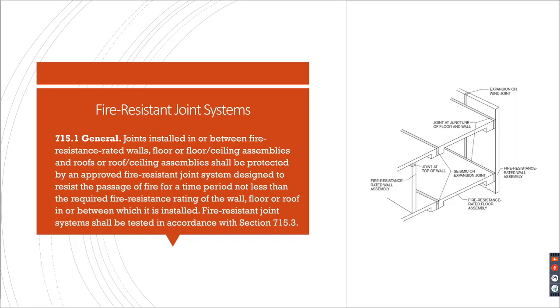fire resistance rated walls, floor or floor-ceiling assemblies, and roof or roof-ceiling assemblies shall be protected by an approved fire resistant joint system designed to resist the passage of fire for a time period not less than the required fire resistance rating of the wall, floor, or roof in or between which it is installed. And then fire resistant joint systems shall be tested in accordance with 715.3.